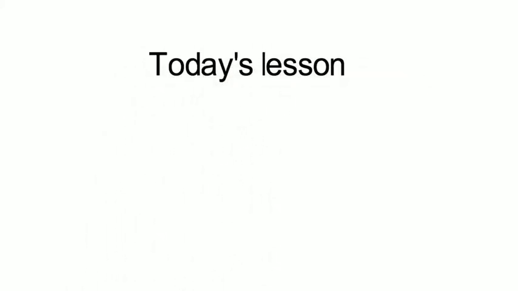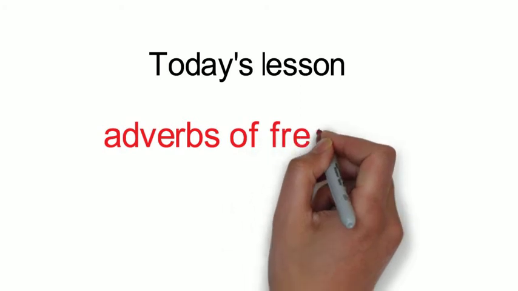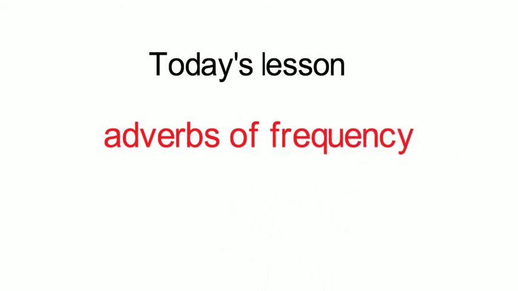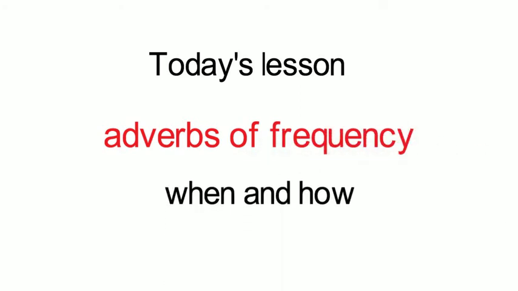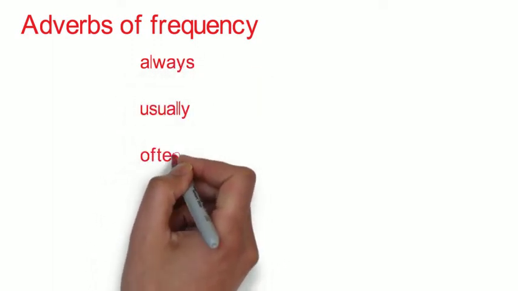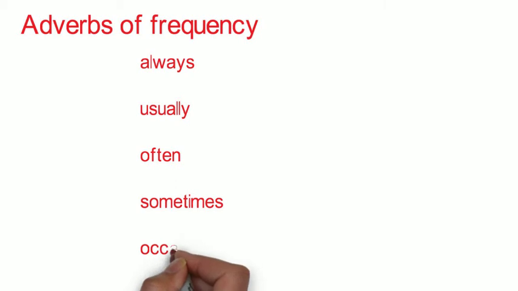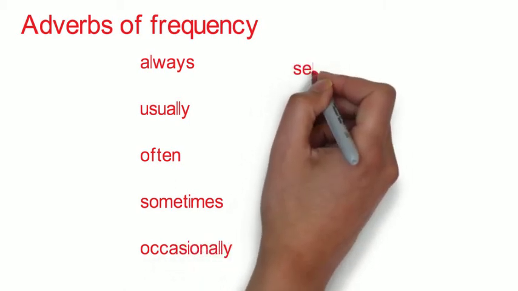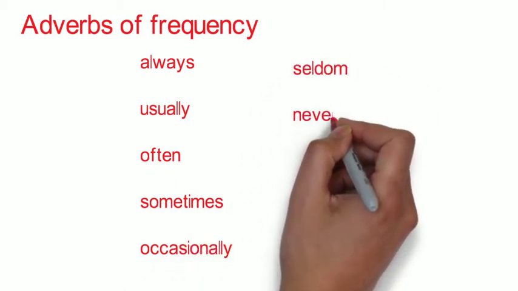Today, we are going to talk about adverbs of frequency, when to use them, and how to use them. Adverbs of frequency are words like always, usually, often, sometimes, occasionally, seldom, never, and rarely.